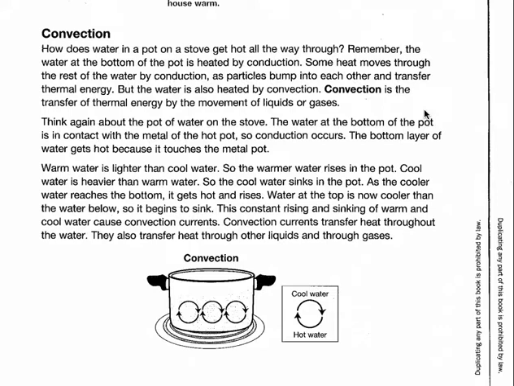As the cooler water reaches the bottom, it gets hot and rises. Water at the top is now cooler than the water below, so it begins to sink. This constant rising and sinking of warm and cool water causes convection currents. Convection currents transfer heat throughout the water. They also transfer heat through other liquids and through gases.